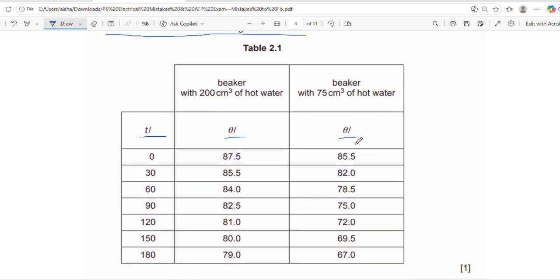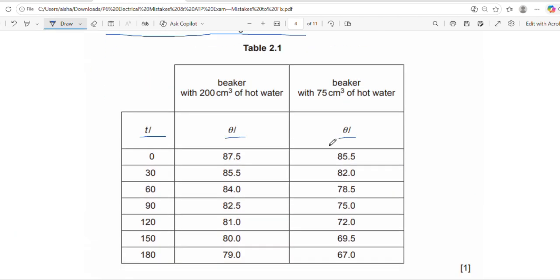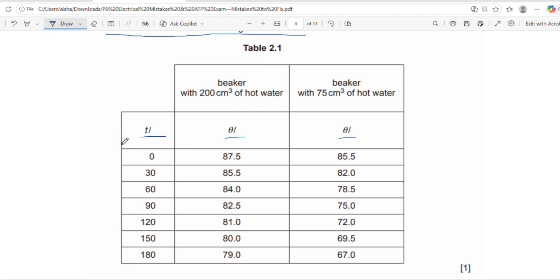So even without knowing what the experiment is about, you can tell that this is something about the cooling rate, right? So if you see T, that's usually time, right? Time. So time is usually in seconds. So your unit over here will be s, because time is in seconds.